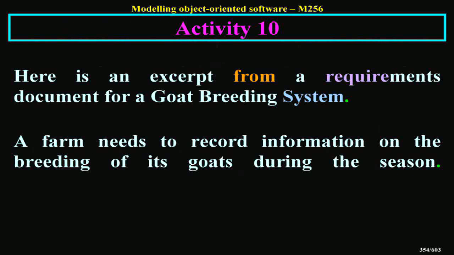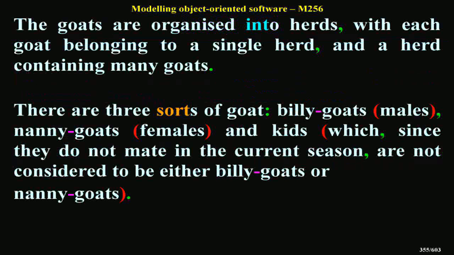Activity 10. Here is an excerpt from a requirements document for a goat breeding system. A farm needs to record information on the breeding of its goats during the season. The goats are organized into herds, with each goat belonging to a single herd, and a herd containing many goats. There are three sorts of goat: billy goats, males; nanny goats, females; and kids, which, since they do not mate in the current season, are not considered to be either billy goats or nanny goats.